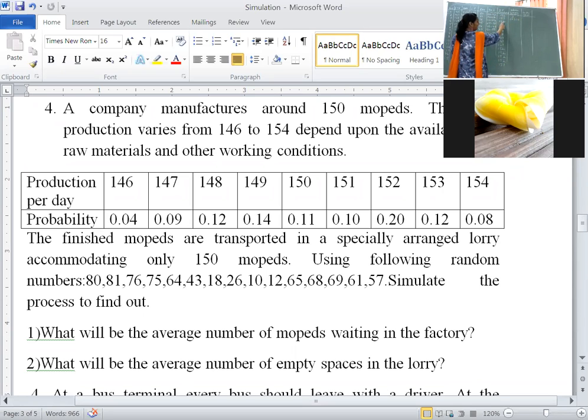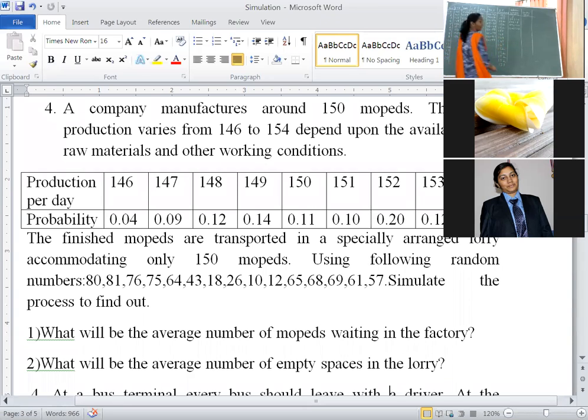Next, third day, 150 mopeds are transported. Again, how many mopeds are remaining? 2. Previously, already stock is there, that is 6. 6 plus 2, 8. Next day, fourth day, again 2, 152. 150 mopeds we have to transport. That is 8 plus 2, 10. Again, fifth day, 2 mopeds are extra. 10 plus 2, 12. Getting, students? If you are having any query, please interrupt me.